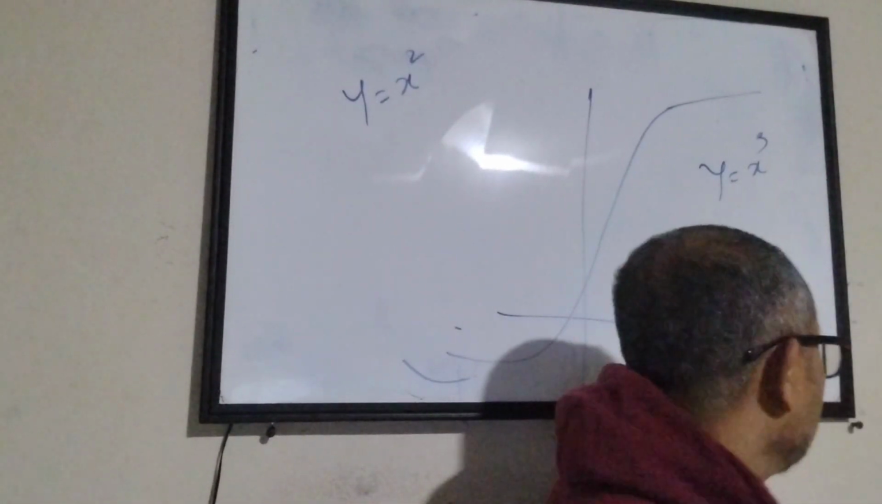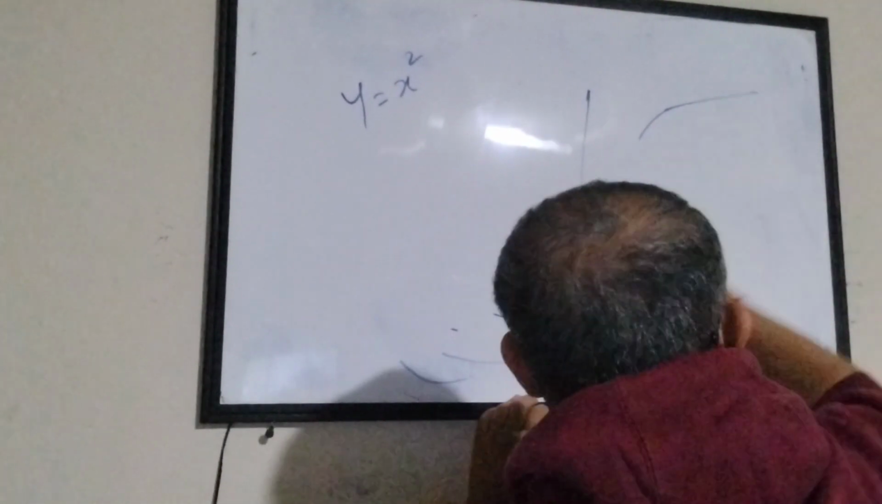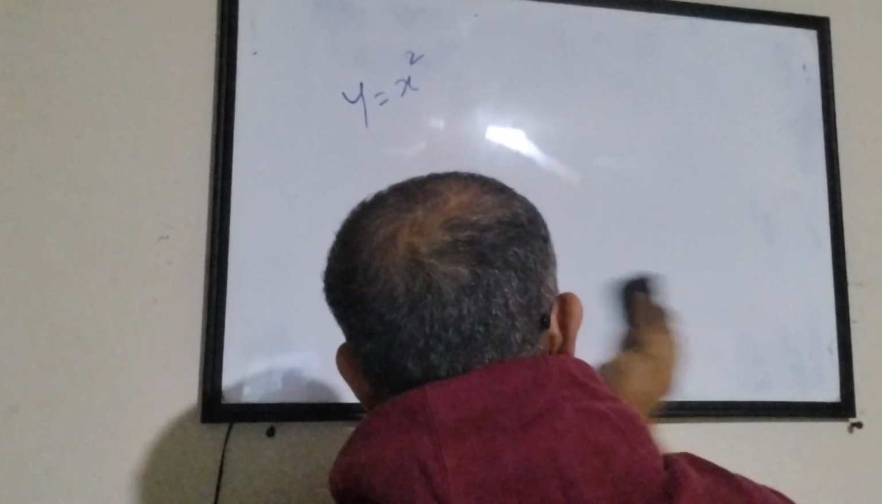Yes, sir. So, what did we learn in the previous class? We learned about different types of shapes, actually quadrilaterals, and the properties. Yeah.